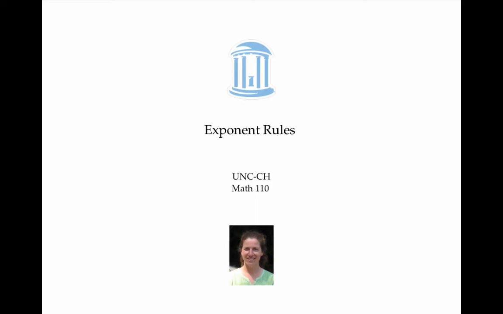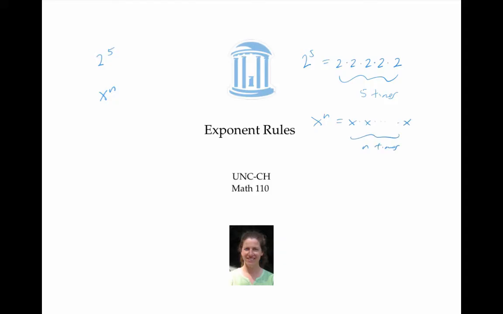This video is about the exponent rules, rules that govern expressions like 2 to the 5th or x to the n. 2 to the 5th is just shorthand for 2 times 2 times 2 times 2 times 2, written 5 times. And similarly, x to the n is just x multiplied by itself n times.